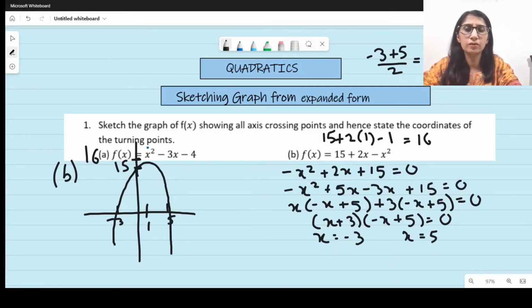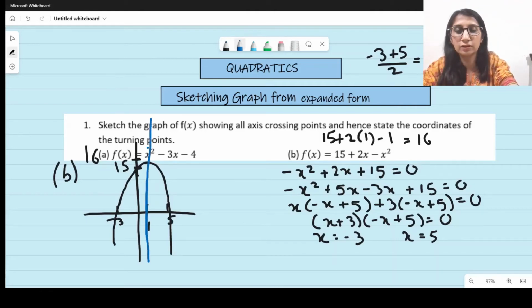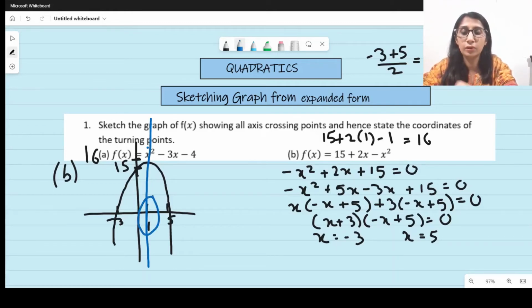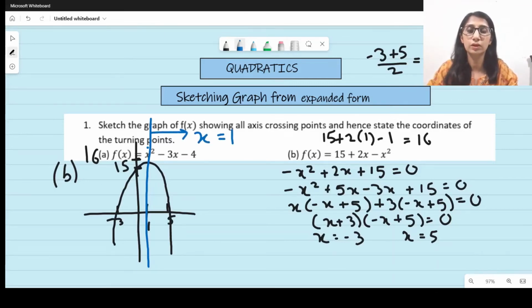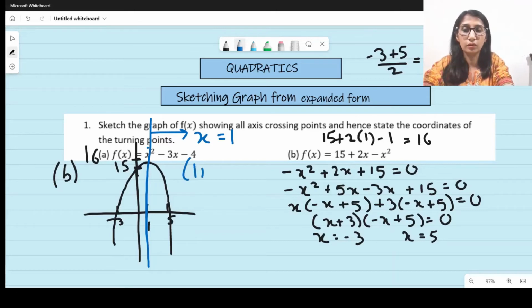And now you might be asked to find the line of symmetry as well. The line of symmetry is just this line that cuts the graph into two equal overlapping parts. It passes through x equals 1, so its equation is x equals 1 as well. If you're asked to find the line of symmetry, that's x equals 1. If you're asked to find the turning point from here as well, that is (1, 16).